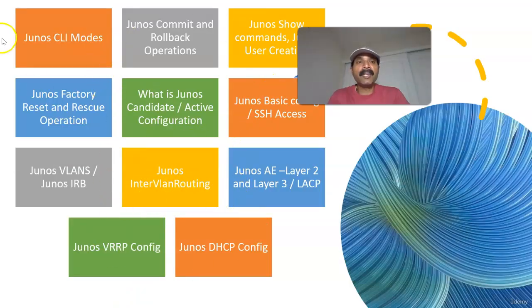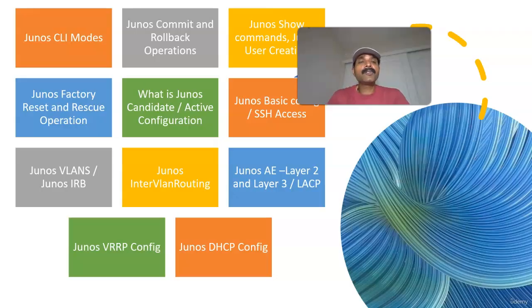These are the topics: Junos CLI modes. Like Cisco, we have operational mode and configuration mode, and how we can do Junos commit and rollback operations. Juniper added more flexibility in commit and rollback operations, which is really interesting. We should also know the basic show commands, which we can execute in operational mode and also in configuration mode. So we should know how to configure and how to use show commands in case of any troubleshooting or debugging.